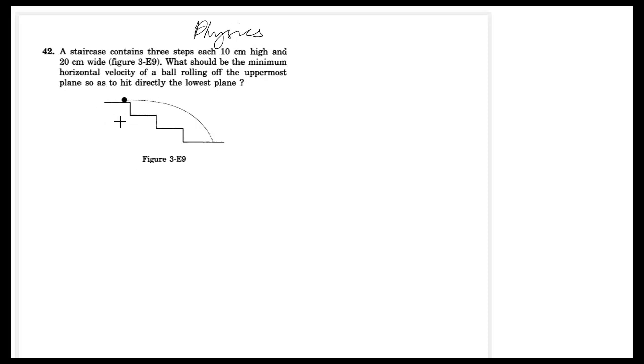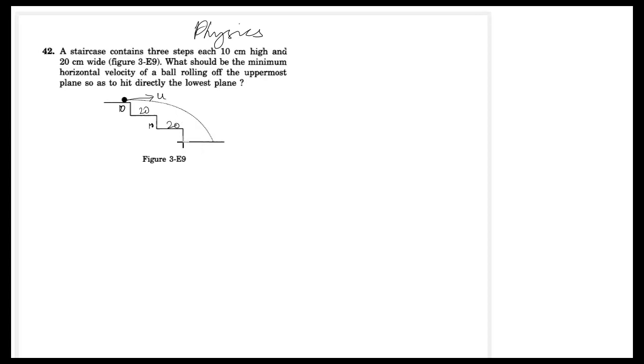So the question here is there are stairs and a ball has to be thrown down the stairs. The vertical height of one stair is 10 centimeters and the horizontal width is 20 centimeters. What we have to find is the minimum velocity given to the ball horizontally. So we have to give a minimum velocity, let's say u, horizontally, so that the ball hits directly the lowest plane.